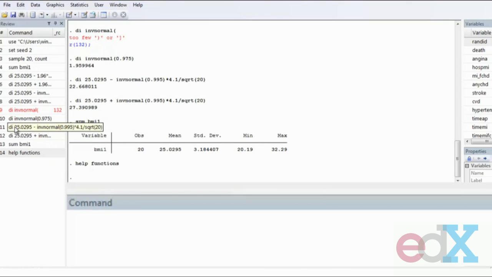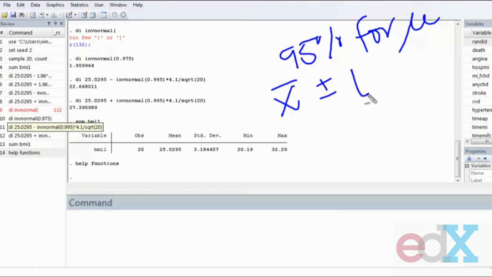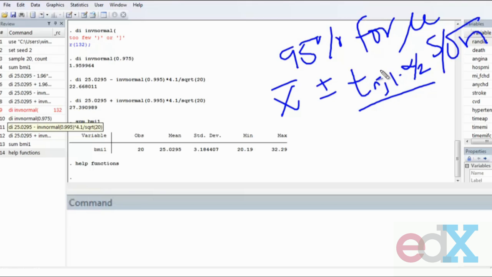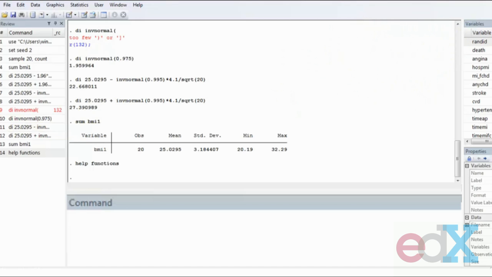So now if I want to construct a 95% confidence interval for mu, this confidence interval looks a lot like the confidence interval we saw before, but now we're plugging in the value of the t-distribution with n minus 1 degrees of freedom, such that we're going to end up with 97.5% of the mass less than that value of the t-distribution, and we're plugging in the sample standard deviation in here. So let's see how to do that in Stata.